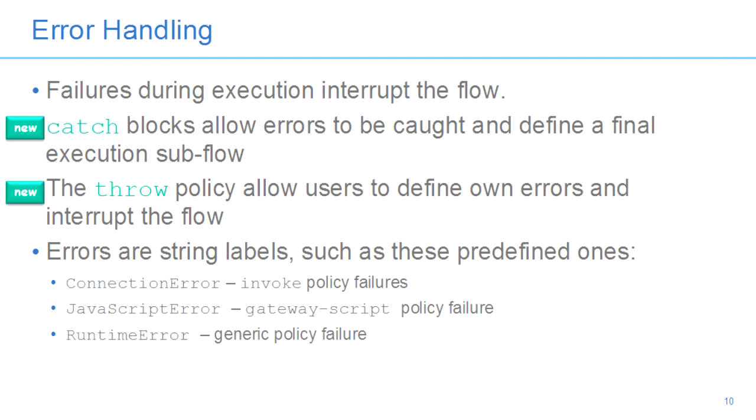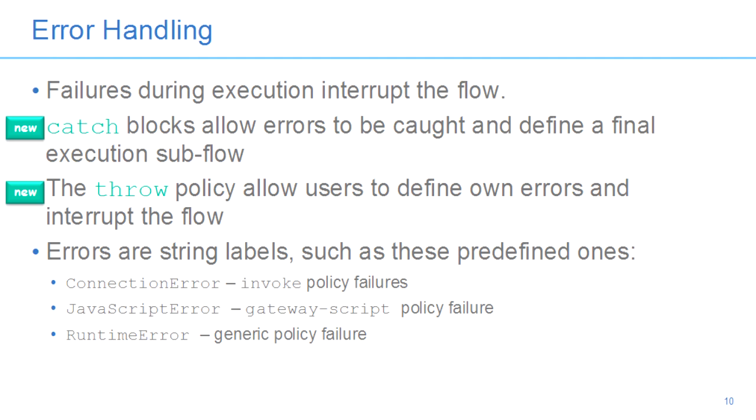You can catch on error labels. They're strings. We have a few that are predefined in our out-of-box policies. I'm showing you some examples here, like connection error or JavaScript error. We have our generic policy failure, which we call runtime error, in case a policy does not define anything specific. But you can define your own if you're writing your own policy, or if you're using the throw policy itself, where you can define your own errors and catch on them at a later point.